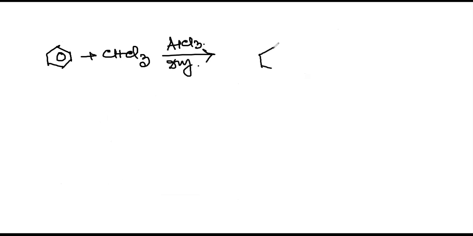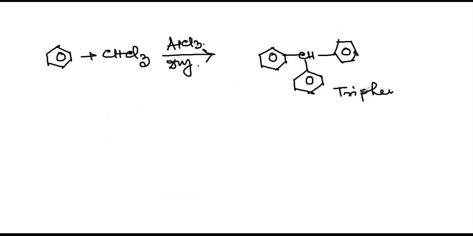When benzene is treated with chloroform, this will always give you triphenyl methane. The mechanism is the same as before. So I am giving you another classical example, which is generally asked in a good examination.